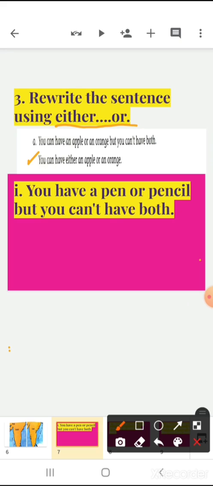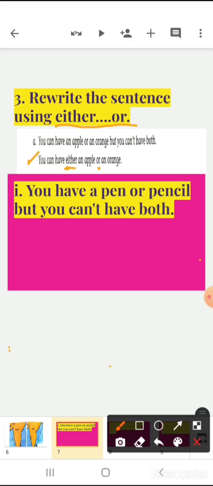Okay, what is the question? You can have an apple or an orange, but you can't have both. And what is the statement after using either or? You can have either an apple or an orange. See, you can have either an apple or an orange. Okay, both the words either or are used. Like this, we have to do this exercise. Alright, the example is clear. Okay, the first question is, you have a pen or a pencil, but you can't have both.